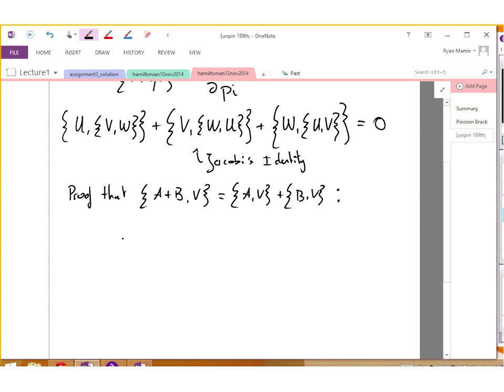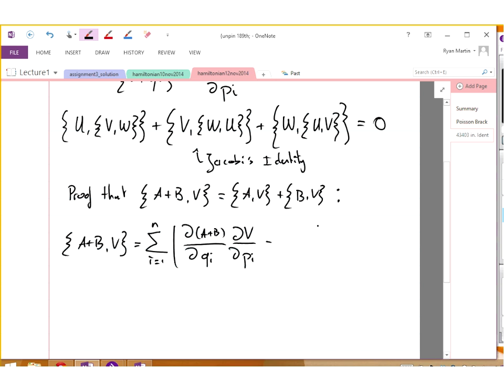So, if we take the Poisson bracket of A plus B with V, that's defined to be the sum of ∂(A+B)/∂qi times ∂V/∂pi, and then minus ∂(A+B)/∂pi times ∂V/∂qi.